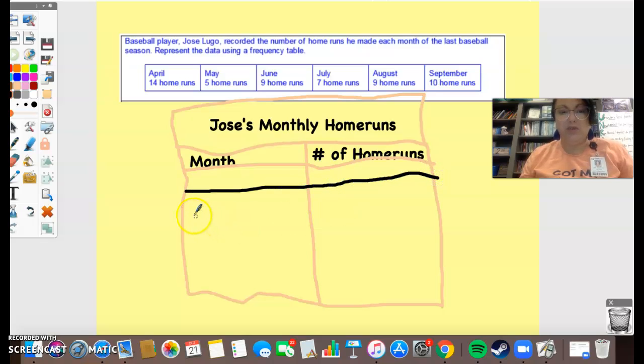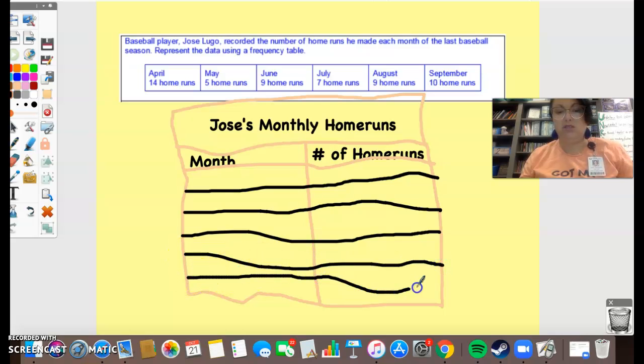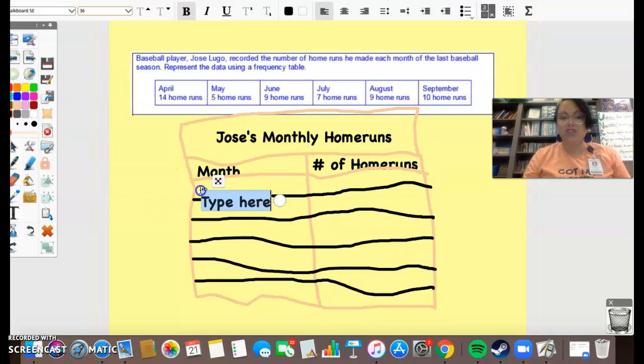That's going to be for April, May, June, July. We're going to have to squeeze August and September right there. August and September. May, June, July, August, September. Perfect-ish. Okay, so we're going to put the months on this side, and I would put them in order if I were you. I think mixing up the order would be pretty confusing.